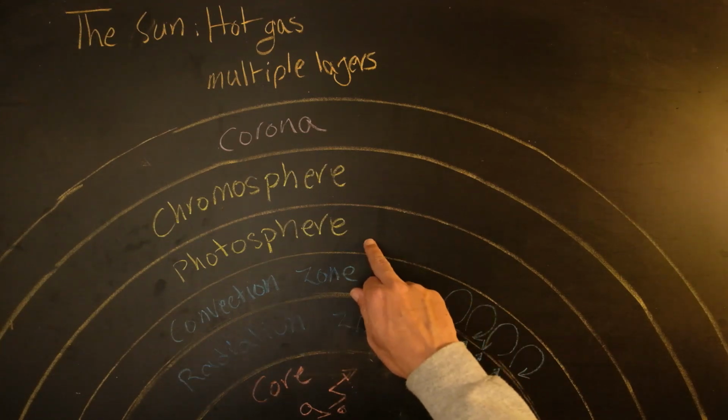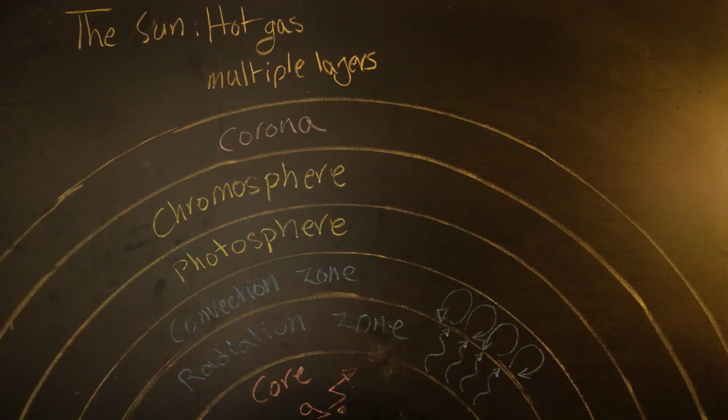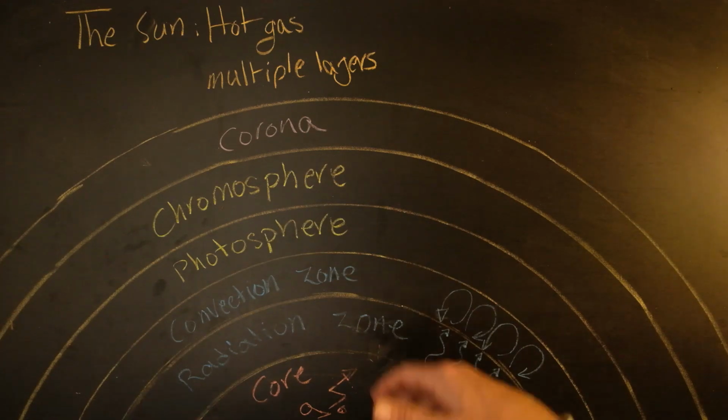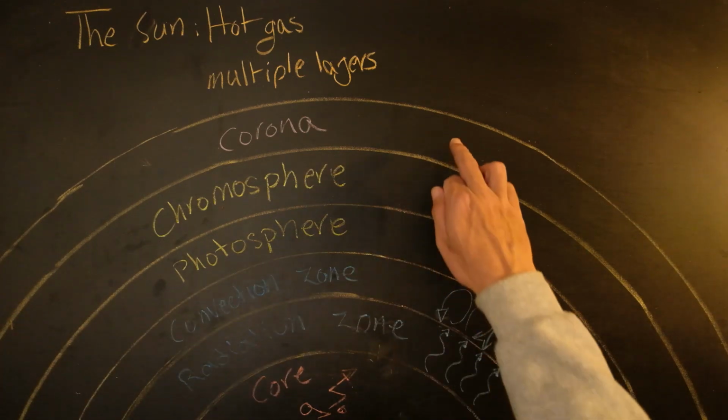Next layer is the photosphere. Photosphere is the visible part of the sun. Above the photosphere, we have the chromosphere. Above the chromosphere, we have the corona.